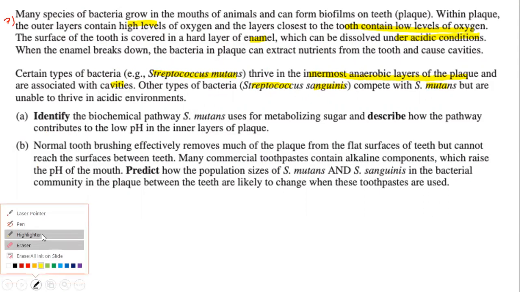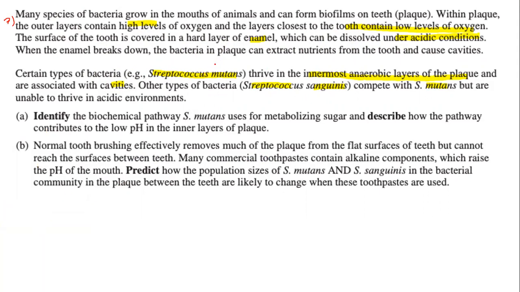All right, so here we go. We got two types of bacteria. The Streptococcus mutans thrive in the innermost anaerobic layer. So that's a key word you want to know. Anaerobic means that there's no O2 available. And those are the ones that are going to cause cavities. The other type of bacteria, the sanguinis, compete with the mutans for nutrients, but they cannot thrive in the acidic environments.